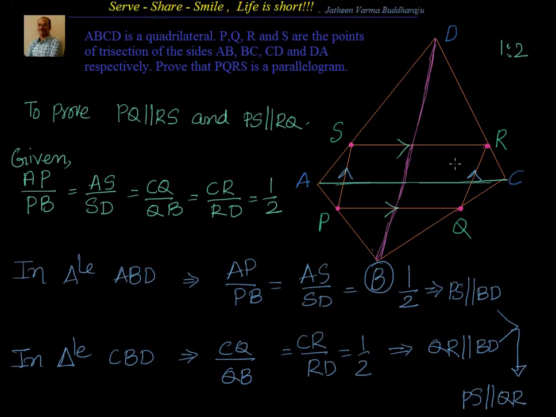Similarly, if I join BD, then I'll have triangles ABD and BCD. I will have PS parallel to BD and RQ parallel to BD, by which I will get PS is parallel to QR. Since we have PQ parallel to RS and PS parallel to RQ, we have a parallelogram.